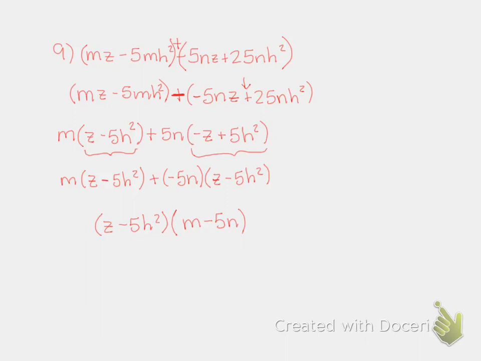Okay, so then your factored form is z minus 5h squared times m minus 5n. Okay, now one thing I really want to stress is right in between here, there is no addition, no subtraction, it is multiplication. Okay, remember factoring is multiplying. Now if you look at this, can this be factored anymore? Nope, you're done. Okay, congratulations, you just factored a 4-variable polynomial. Pretty good stuff.